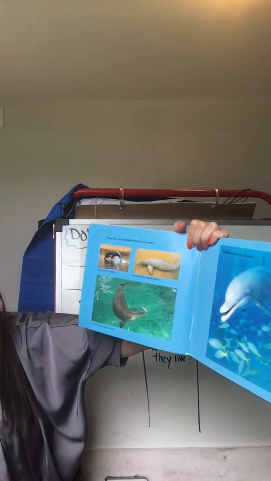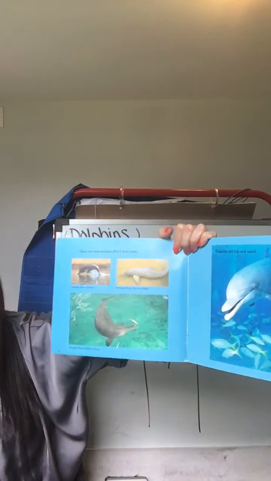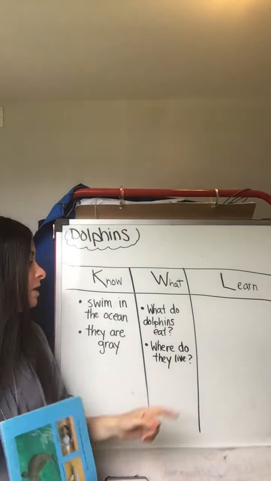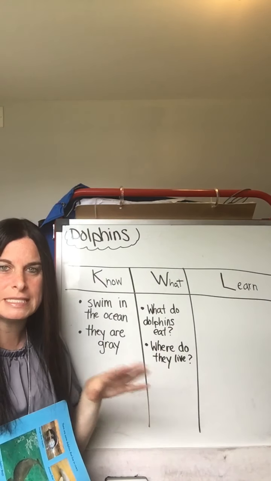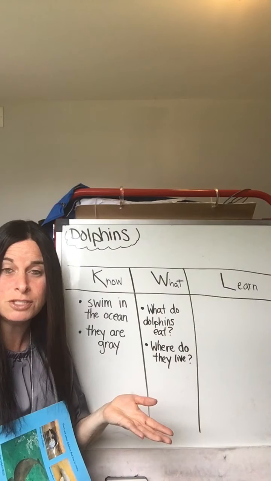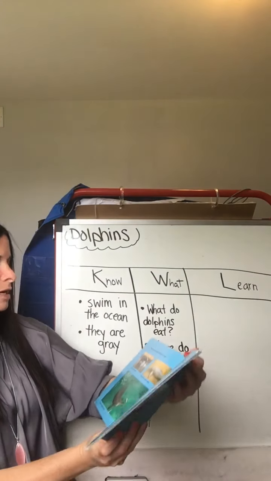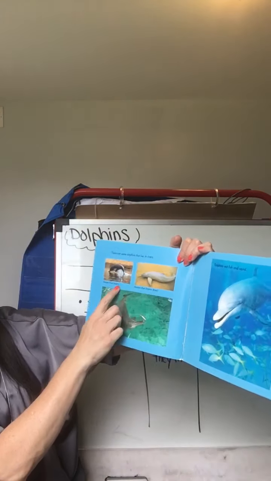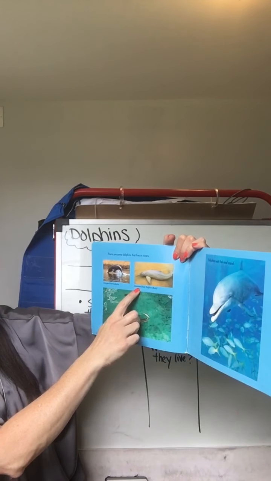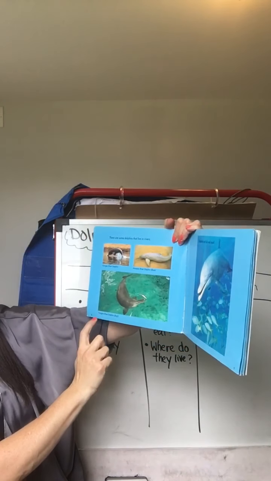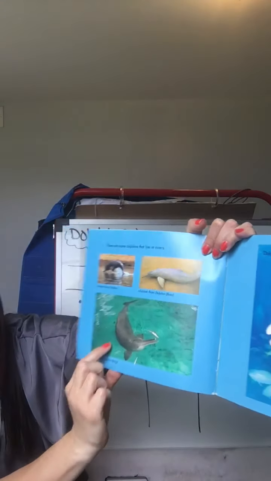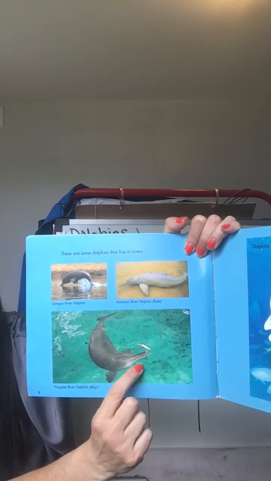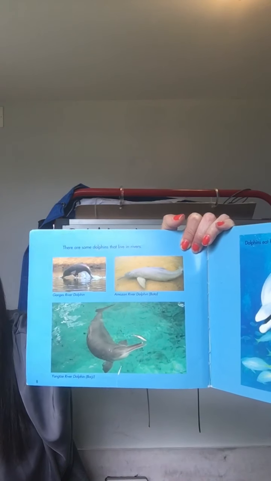Some dolphins live in rivers. So that was one of our questions. Where do they live? So some live in rivers as opposed to the ocean. So that's interesting. So here are some of the dolphins, right? The Amazon River dolphin. Look at all these. Do you see these different kinds? Look at the nose on that dolphin. That's pretty cool.